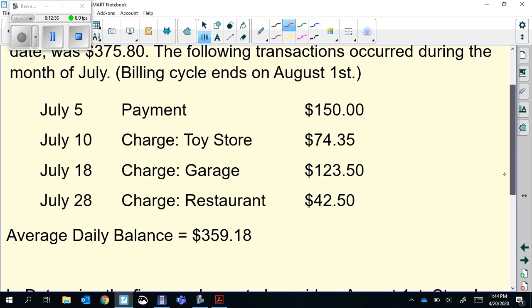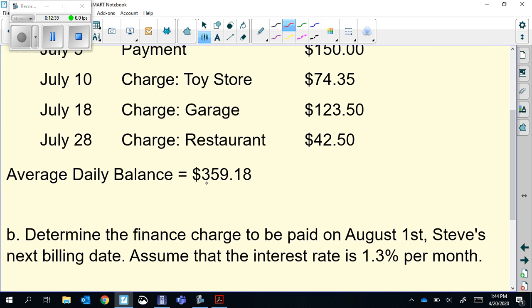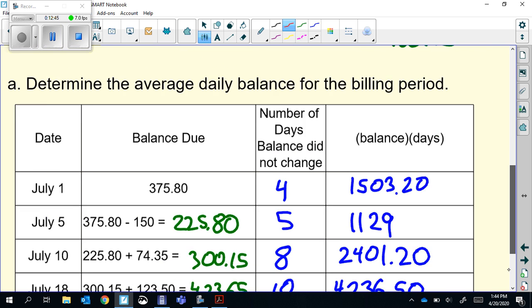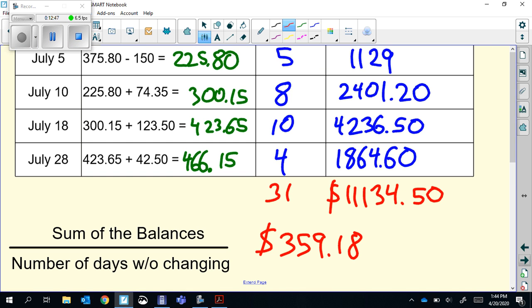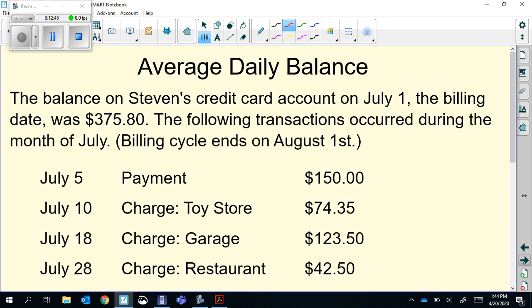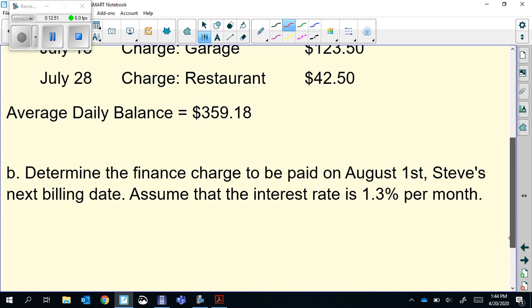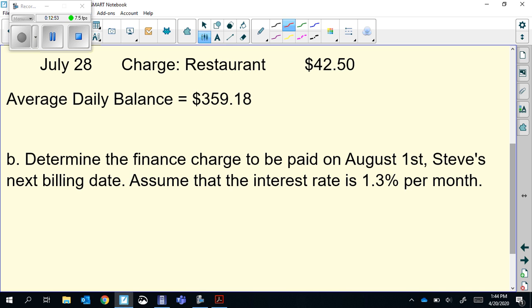Alright, so here we are just continuing this problem. Same information. The average daily balance is 359.18. That's from the previous page. What we just got. So now we're going to determine the finance charge to be paid on August 1st. Assuming that the interest rate is 1.3% per month.